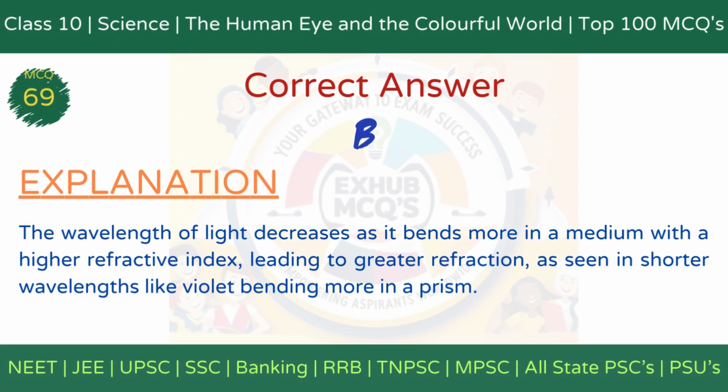The correct answer is option B, decreases. Explanation. The wavelength of light decreases as it bends more in a medium with a higher refractive index. This is why shorter wavelengths like violet bend more than longer wavelengths like red.